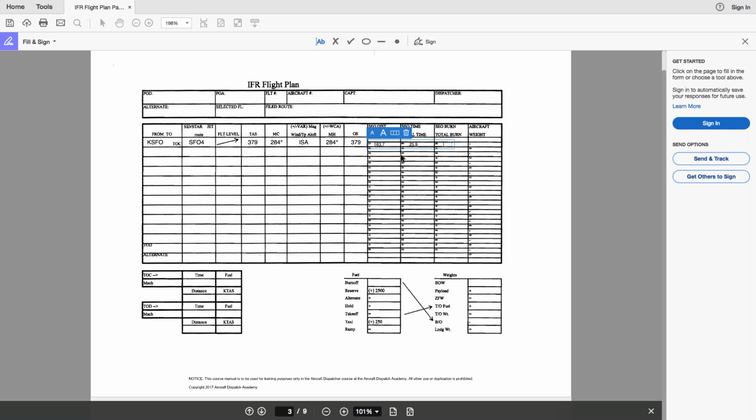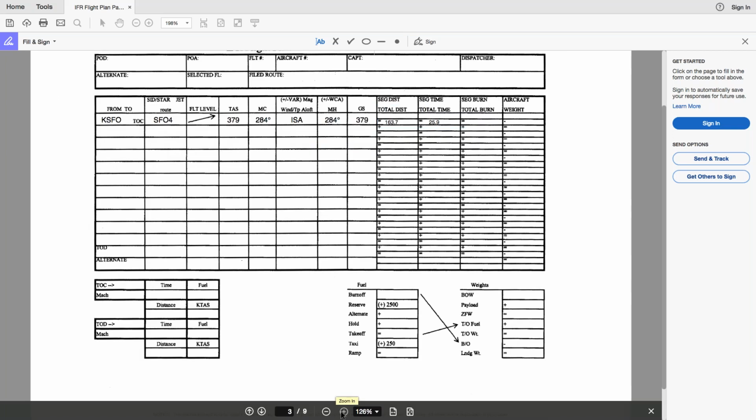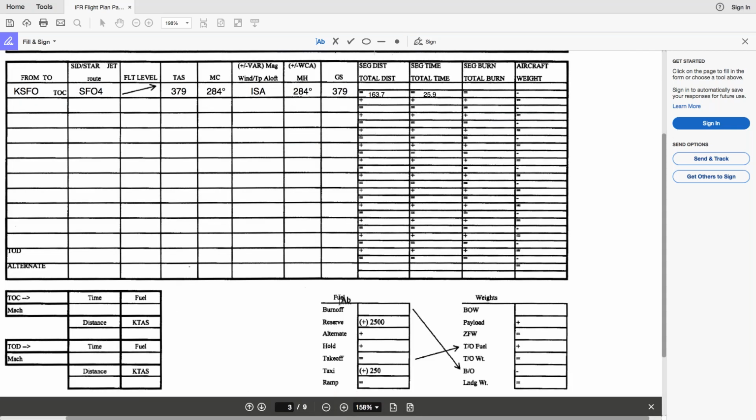So the rest of this, we just throw in the information we already pulled off of our performance chart, our distance. Remember, this is to the top of climb. We're not doing a segment here. This is top of climb. Can you zoom into this? Is that a possibility? Thanks, just for you. Appreciate it.